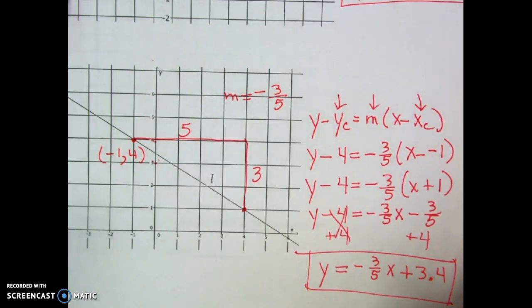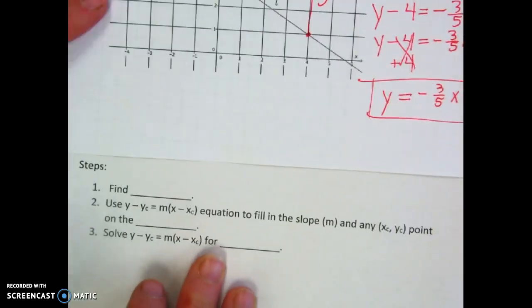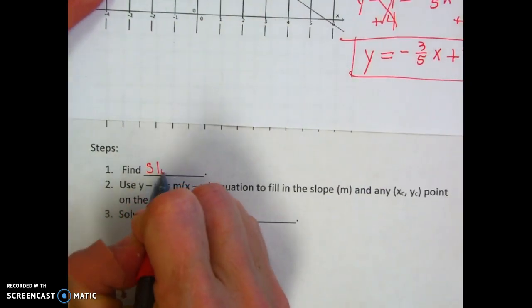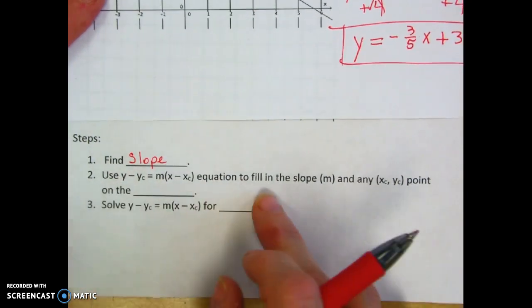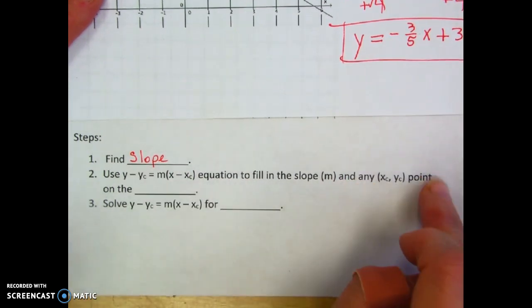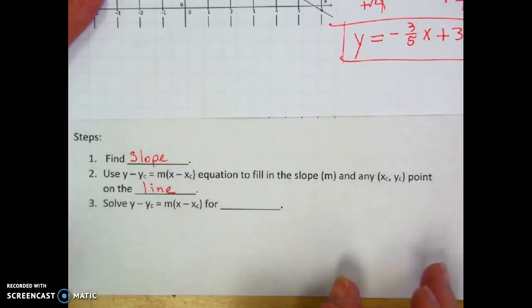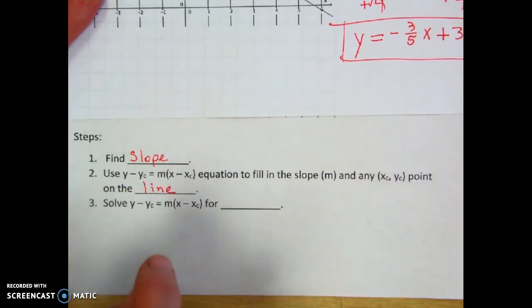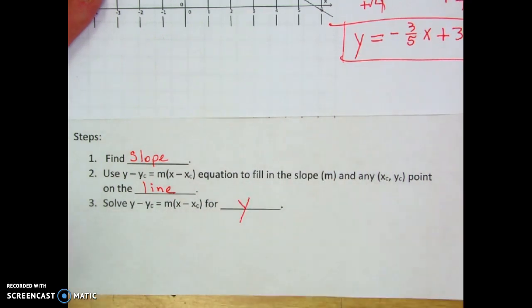Now, I'm going to go over a couple steps with you so you can write these steps down to help remember. First, you're going to find the slope. And then you are going to use this equation to fill in the slope, which you just calculated in number 1, and any coordinate point on the line. Once you have the slope, m, filled in, and your x coordinate and y coordinate filled in, then you're going to solve the equation for y. And you should be good to go.